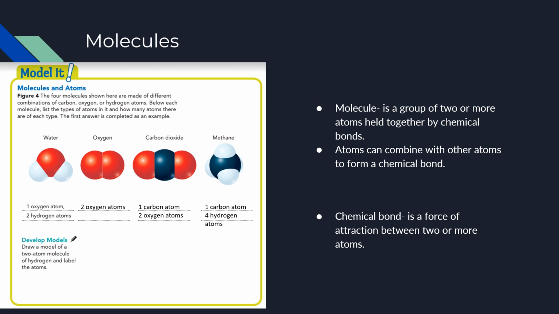Next, we need to draw a model of a two-atom molecule of hydrogen and label the atoms. So here you should have an image very similar to this oxygen image and this image here, and label each atom as hydrogen. So one on the left, one on the right.